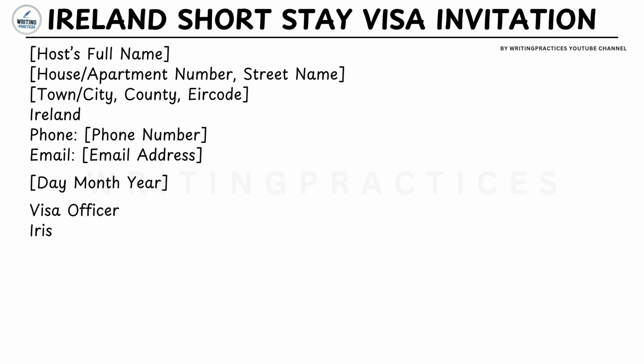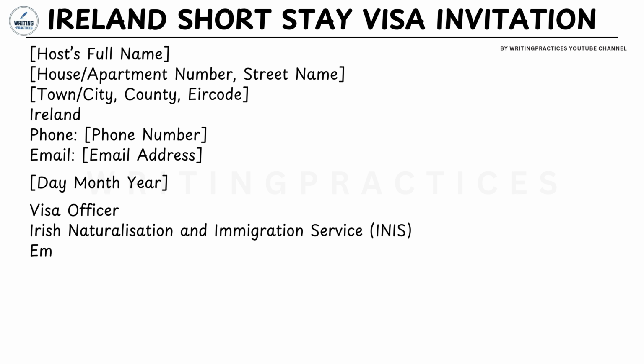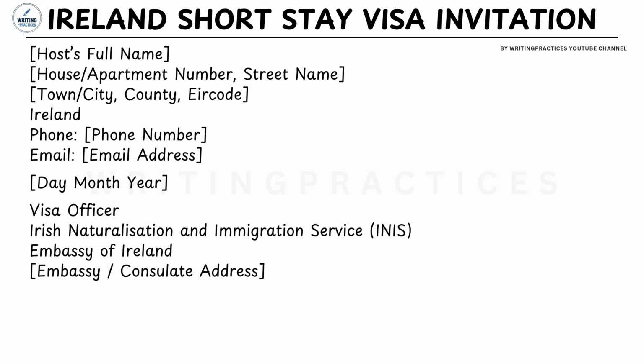Recipient's information. Next, write the details of the visa office. For example, Visa Officer, Irish Naturalisation and Immigration Service, INIS, Embassy of Ireland, 45 Embassy Road, Jakarta 12950, Indonesia. This section directs the letter to the appropriate authority reviewing the visa application. It makes the letter look professional and properly addressed.